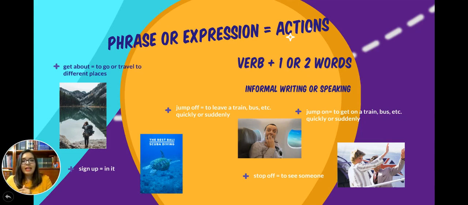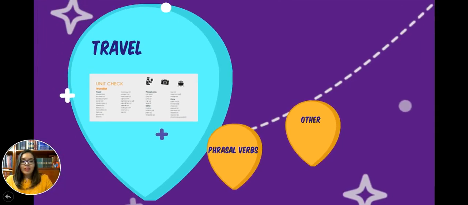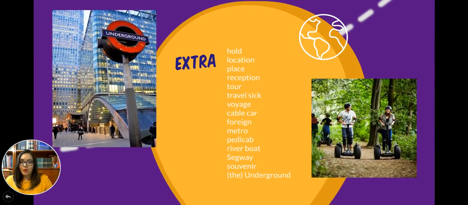So remember that we are going to use the phrasal verbs according to the context, according to the situation. Okay, because the phrasal verbs have different meanings, but this is according to the context. Another one. Let's move on to the other words. Okay, so let's start talking about these new words.